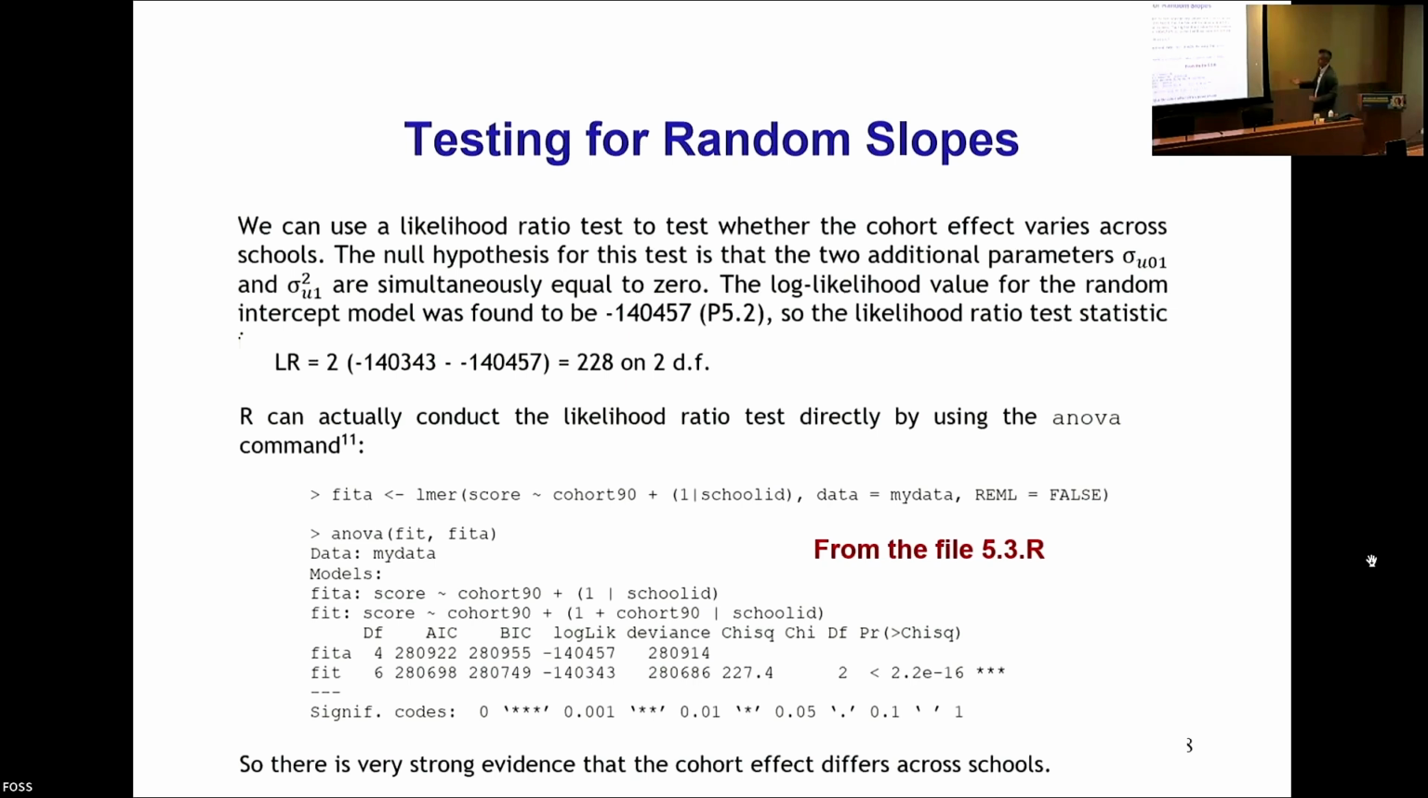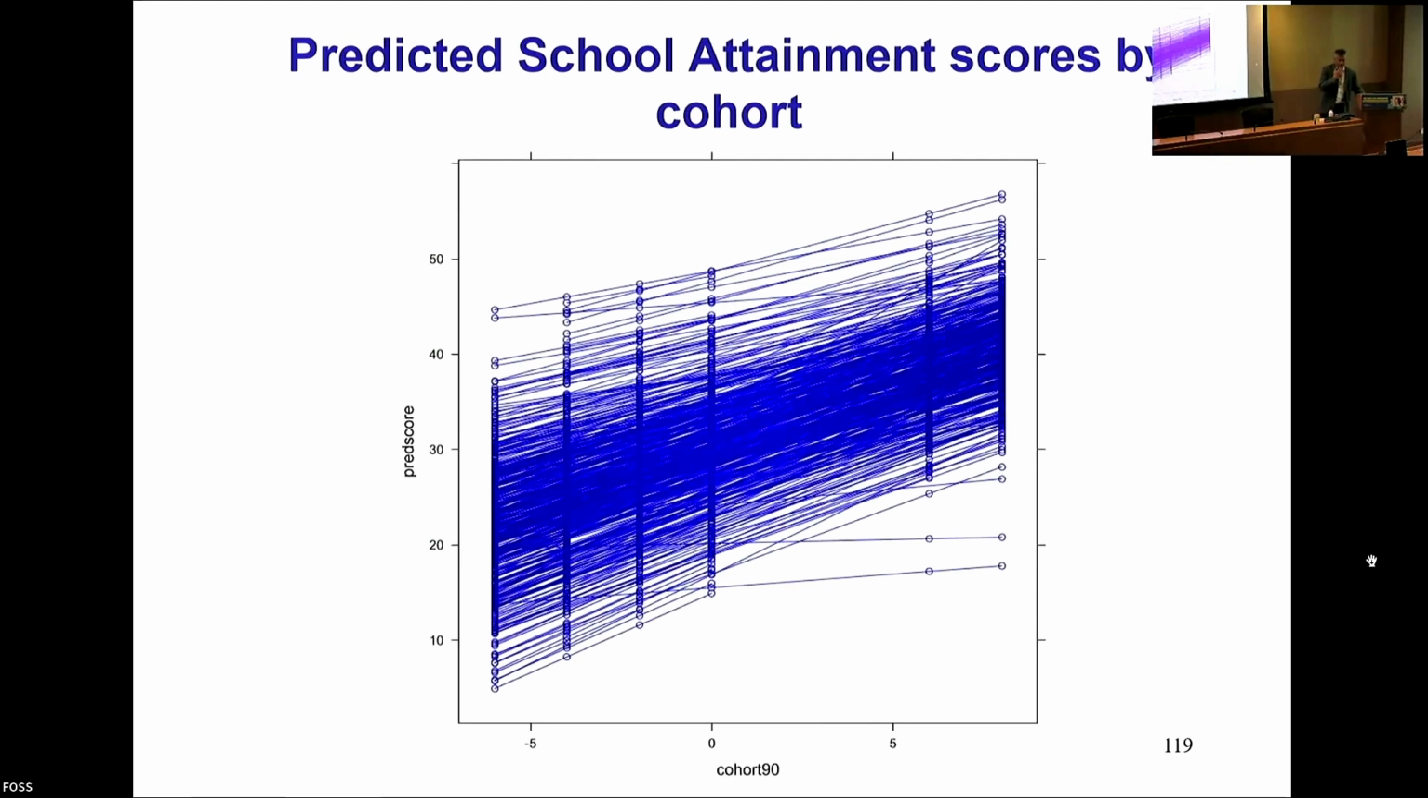And to test whether or not a random slope is important, it's very easy. We can compare the model fit for the model without the random slopes to the model with the random slopes, and see whether there's a significant improvement in the fit of the model. We can run an ANOVA test to see whether there's a significant improvement in the fit. And this is from the R practical file.